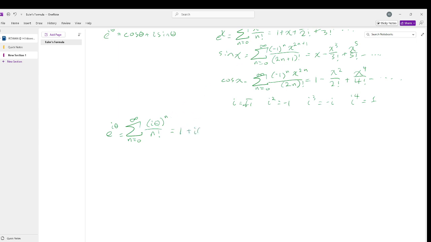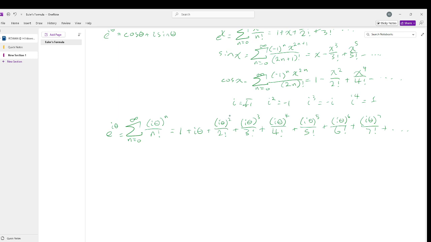So 1 plus i theta plus i theta squared over 2 factorial plus i theta cubed over 3 factorial. And I'll just write out these next terms. I'm going to go up to 7, I think, because that'll help us really show what's going on.